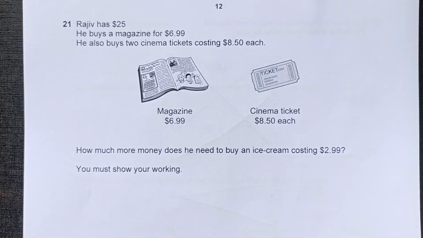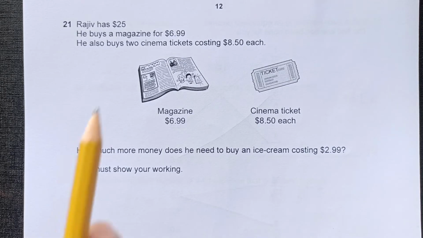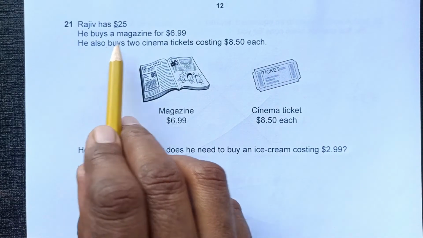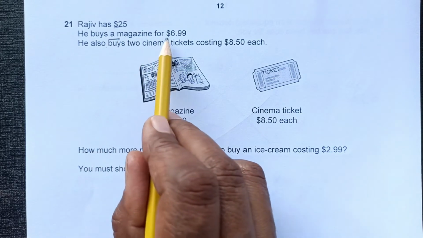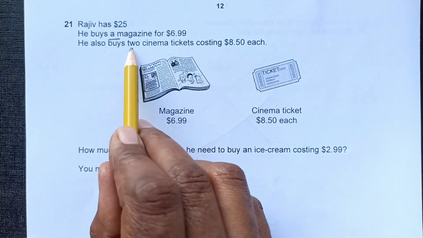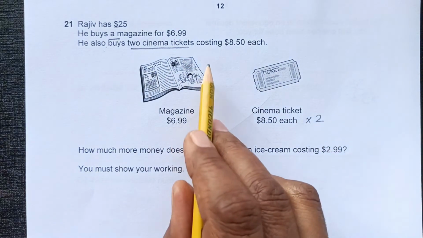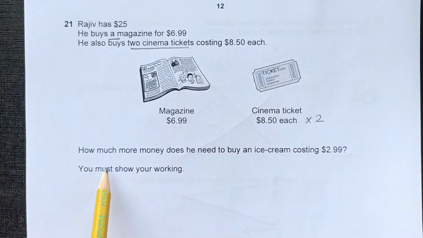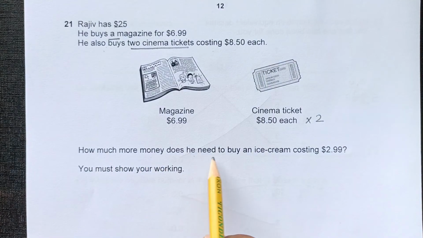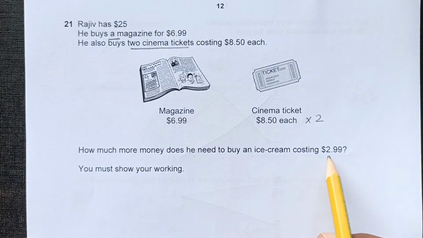Question 21. Rajiv has $25. He buys a magazine for 6.99. He also buys 2 cinema tickets. This is times 2 actually, costing 8.50 each. How much more money does he need to buy an ice cream costing this one?